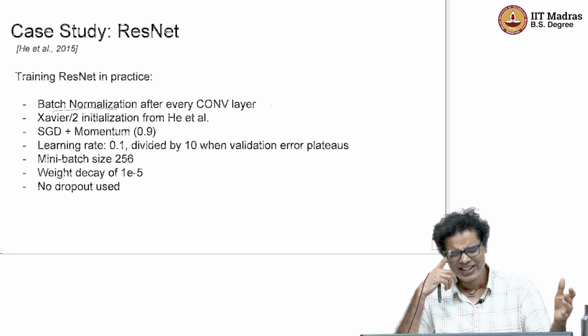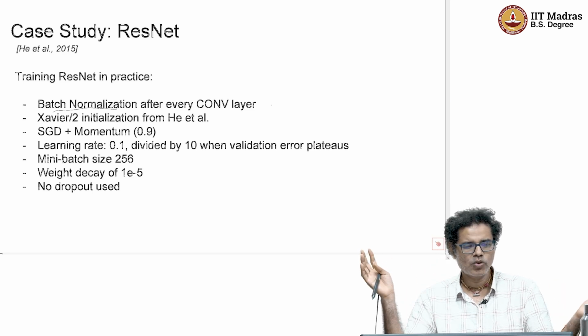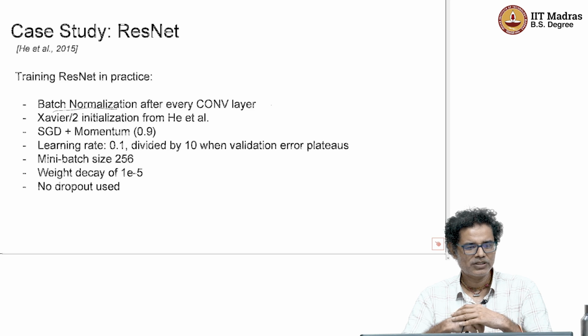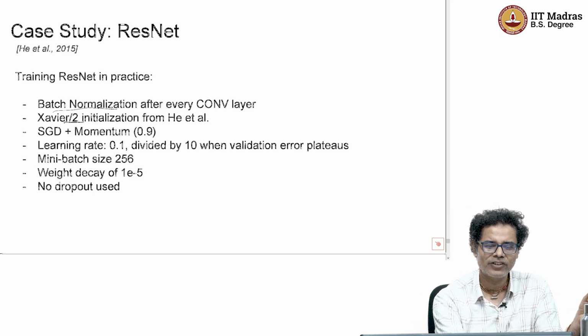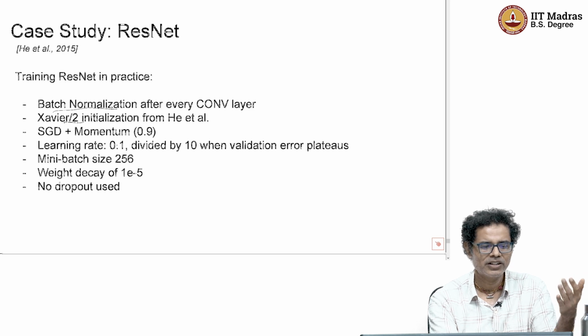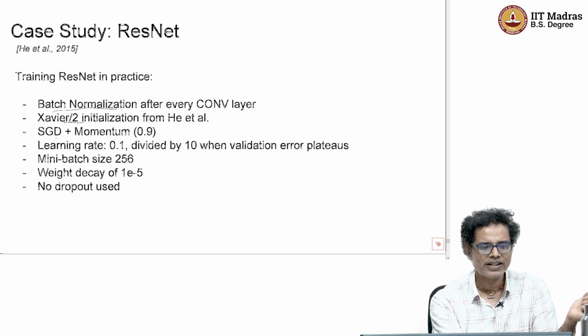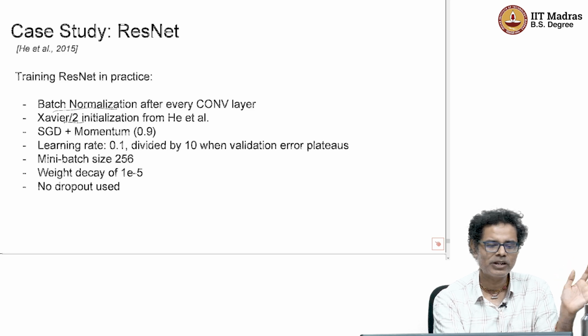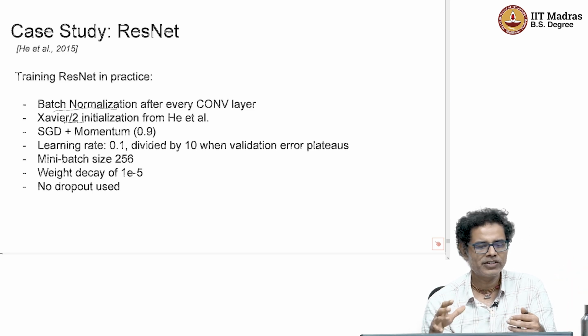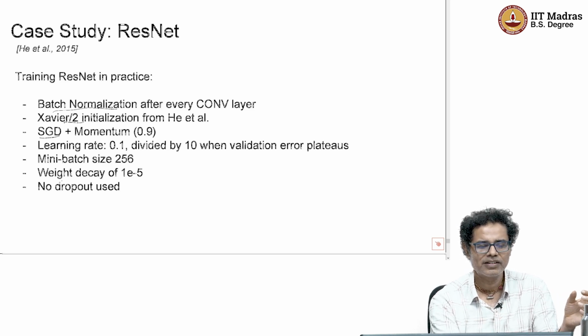And this is again so that the activations don't blow up and all those things. Then Xavier initialization, this is how you initialize the weights of the network. This is a technique which makes it very stable so that you can converge faster. Then stochastic gradient descent with momentum. It is stochastic because we cannot take the whole training data, but we are taking some random batch of it. So that is why it is stochastic gradient descent.